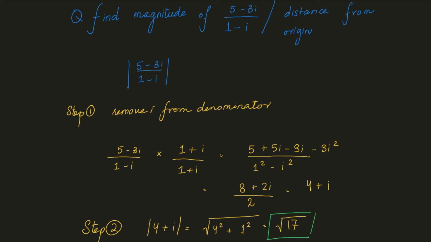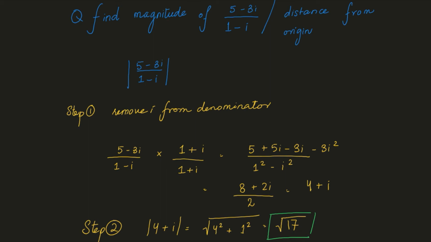All right, so here we have a question. Find the magnitude of 5 minus 3i over 1 minus i, or the distance from the origin. There are basically two ways they can ask you this: either you find the magnitude of something, or you find the distance from the origin of something.